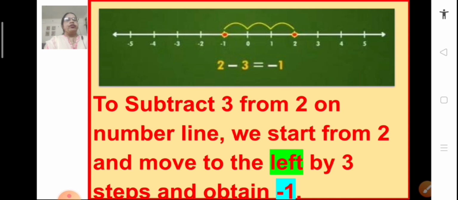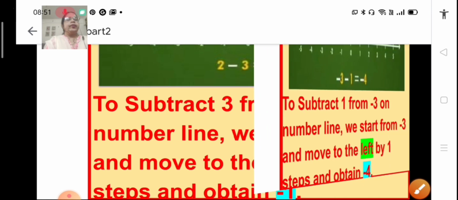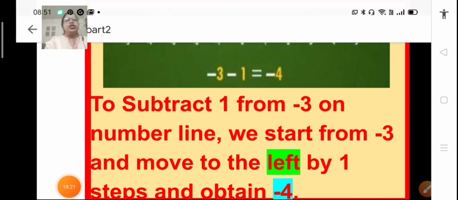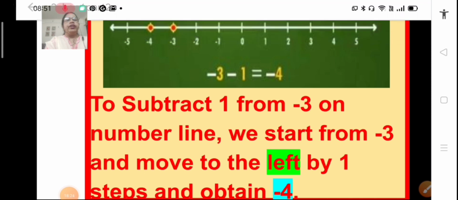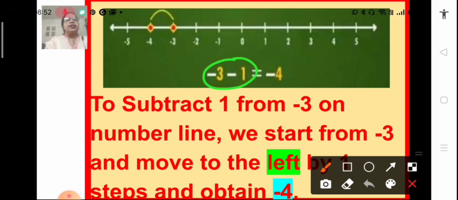To subtract 3 from 2 on a number line, that means 2 minus 3. We start from 2 and move to the left by 3 steps. And what do we get? We get negative 1. Next, to subtract 1 from negative 3 on a number line, we start from negative 3 and move to the left by 1 step. And we reach negative 4, or we get the answer as negative 4. Negative 3 minus 1 is equal to negative 4.